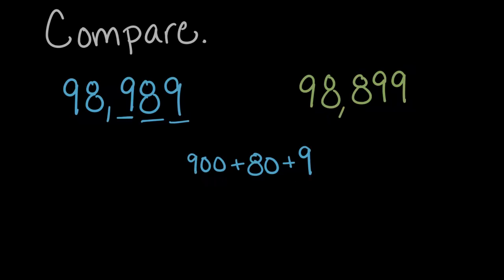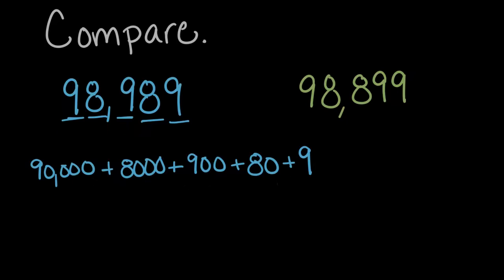And let's keep going and fill in these last two. We have an 8 in the thousands place. And finally, a 9 in the 10,000s place, which means 9 10,000s, or 90,000. So 98,989 is the same as 90,000 plus 8,000 plus 900 plus 80 plus 9.